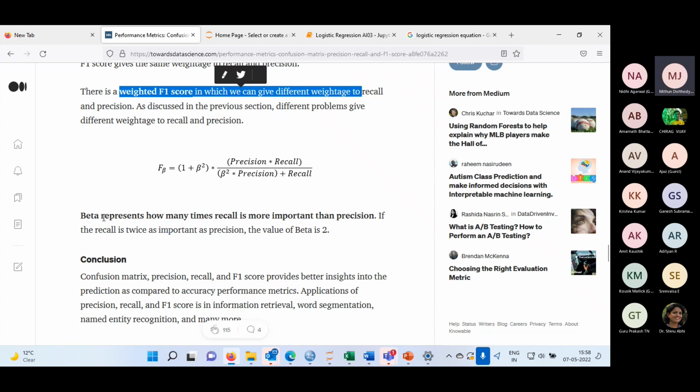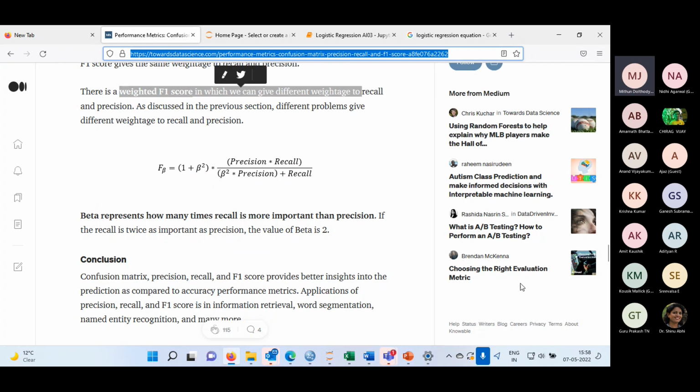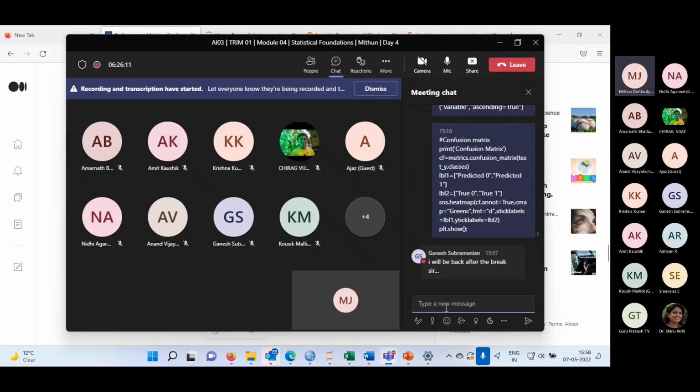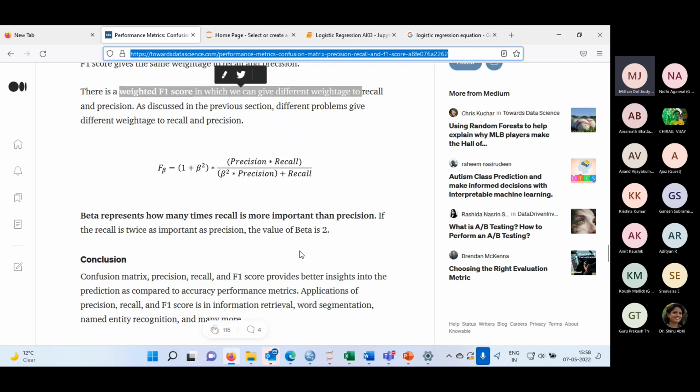He says basically this is the weighted F1 score. He says beta represents how many times recall is more important than precision. If the recall is twice as important as precision, then the value of beta is 2. That's what he says. I can't think of any specific example where they use precision. I think it is a customized thing wherein if you feel that for a specific area you want to give twice the weightage for recall as compared to precision, maybe you can use this. But it is an individual discretion rather than a domain specific thing.